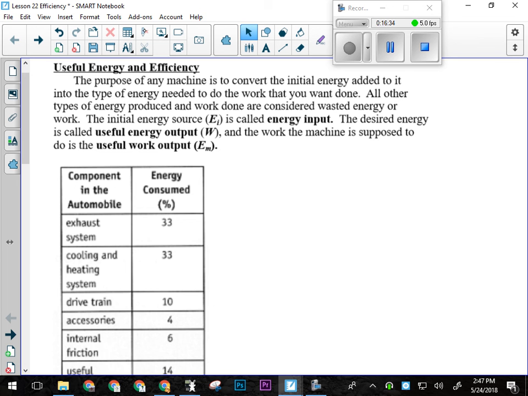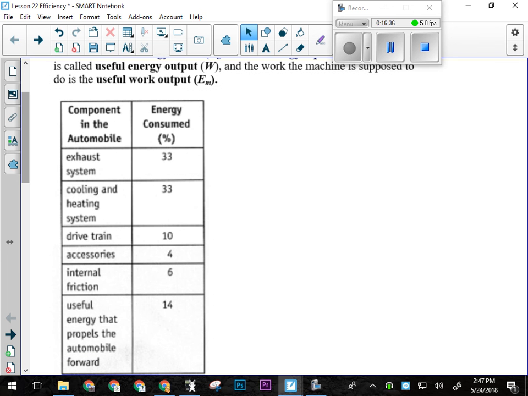If we look at the parts of a car, let's say I put in 100 joules worth of energy, or 100% of the energy. The exhaust system will waste 33% of that. That means that 33% of the money that you put into your car in fuel goes right out the tailpipe without doing anything effective. It just turns into heat, and that heat is radiated away into the environment. So if you put $100 worth of gas in your car, understand that $33 of that goes right out the tailpipe without doing anything useful.